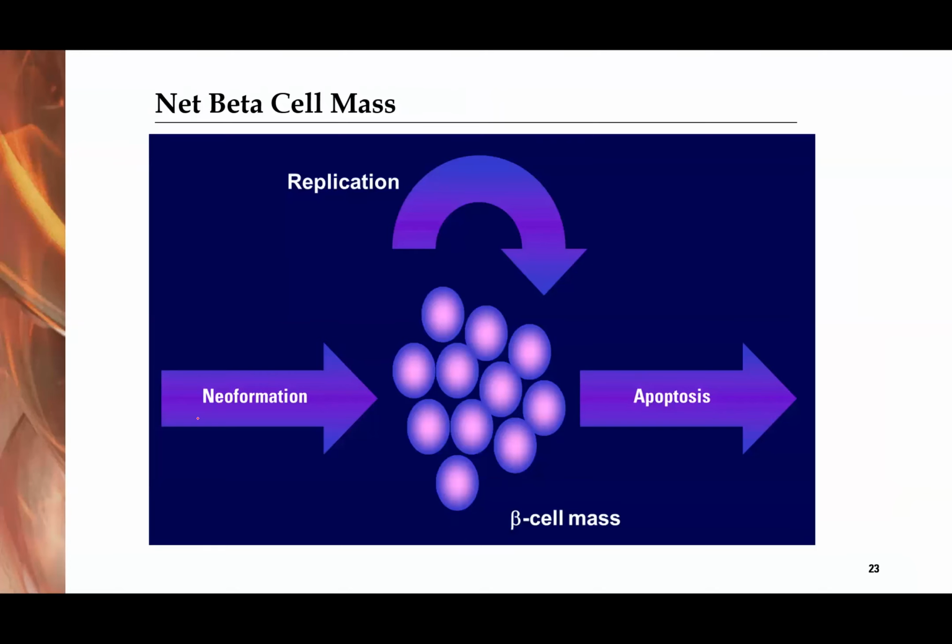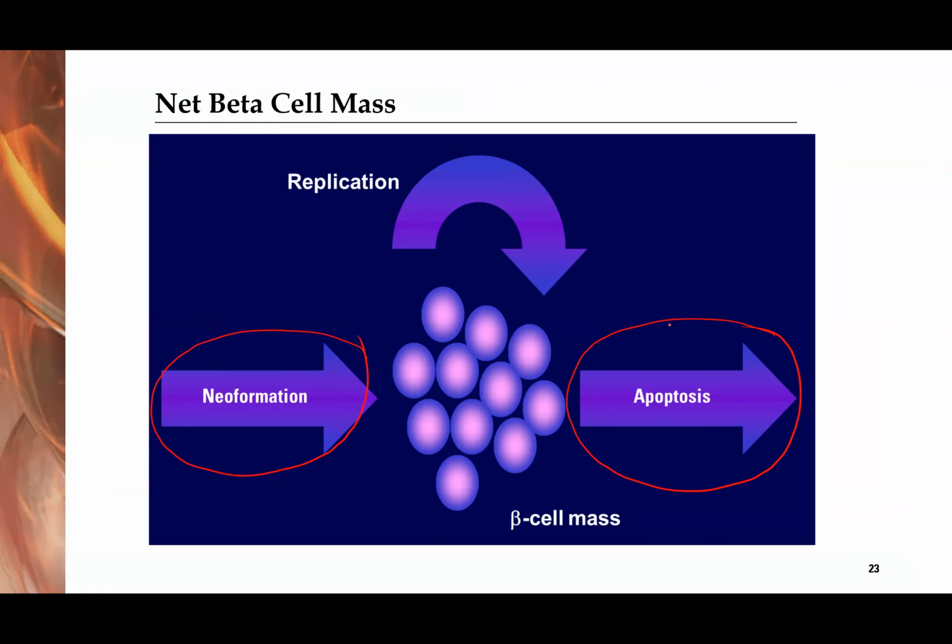Okay, now net beta cell mass. Net beta cell mass in the pancreas depends upon new beta cells that are formed and the number of beta cells that die. Die means not structurally but functionally. Apoptosis is functional death. Structural death is necrosis. Apoptosis is functional death.